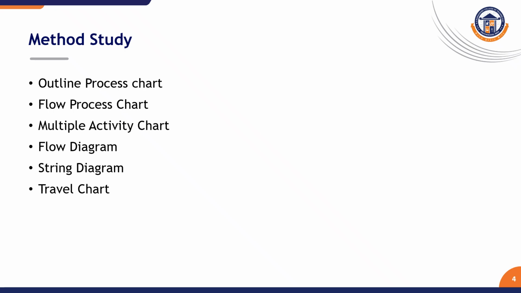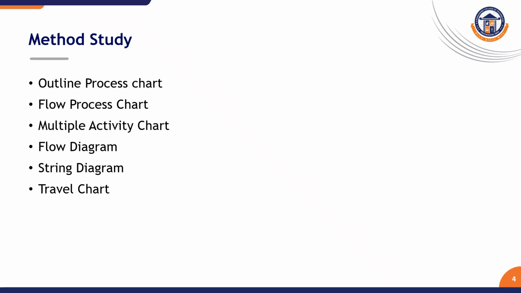In the outline process chart, basically it's a bird's eye view. Earlier, before the drone was invented, we normally called it a bird's eye view. So with a drone, the top view, how it looks, that is the outline process chart. You get a general outline. The flow process chart is for the material movement, labor movement, men movement, and also machine movement if necessary.